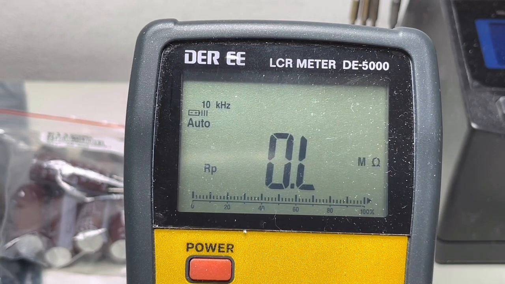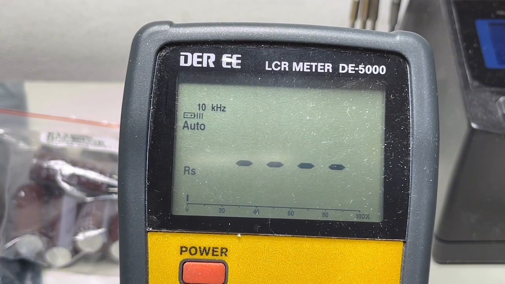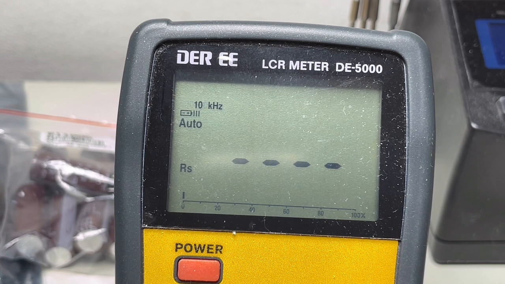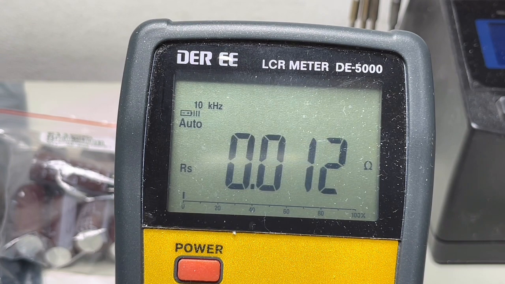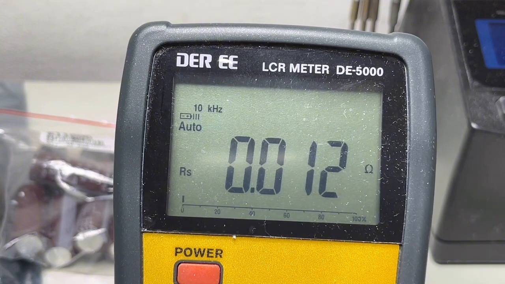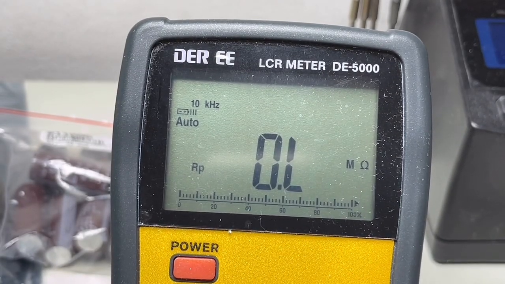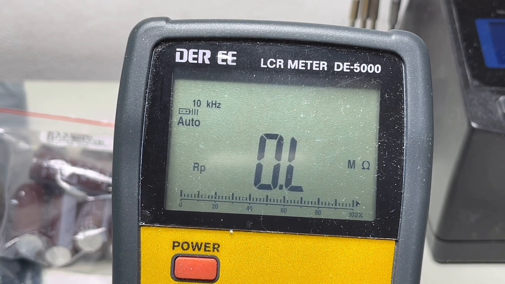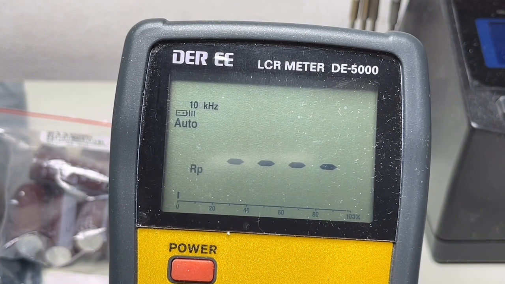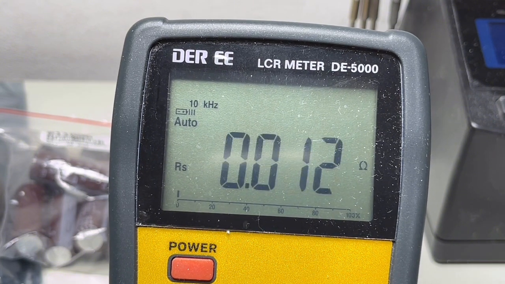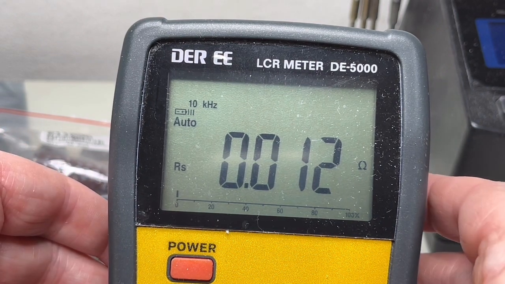Kilohertz, and we have one connection and a second connection, and I have 12 milliohms. That's too much. That's too much. Again, let's discharge and see. Okay, everything discharged. Let's do it again. 12 milliohms. And what happens if I go to 100 kilohertz?